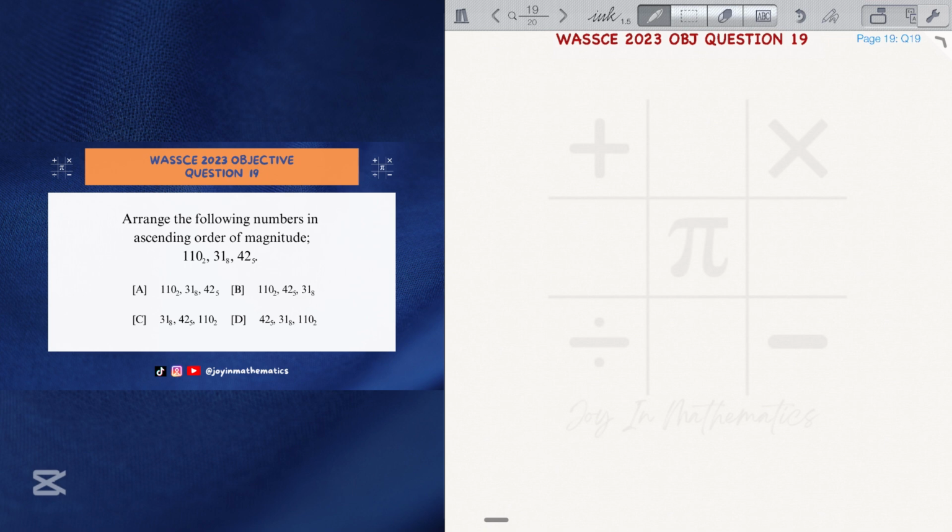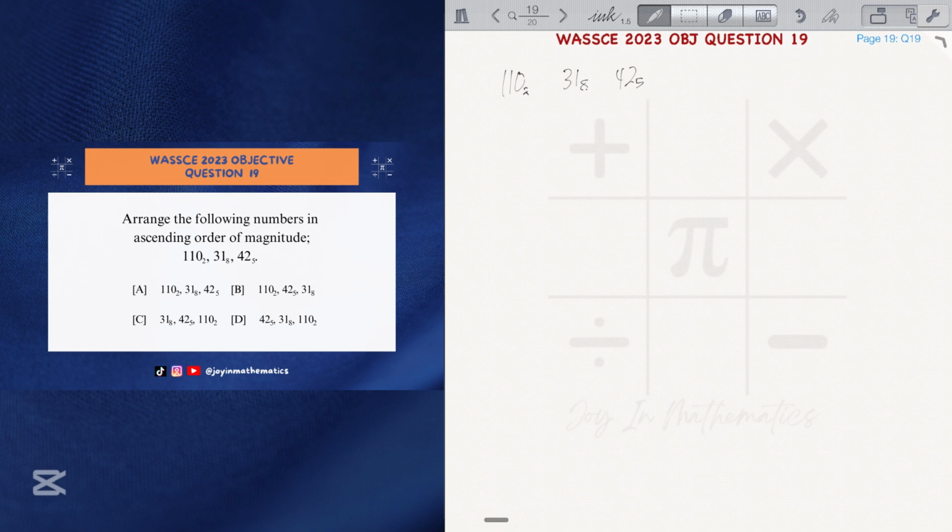Now let's move forward to WAEC 2023 objective question 19. It says we should arrange the following numbers in ascending order of magnitude. We have 110 base 2, 31 base 8, and likewise 42 base 5. Now to get the ascending order, they are all in different bases: 2, 8, and 5. We have to make sure that they are all in the same base. So we can convert all of them to base 10, and then we'll arrange accordingly.